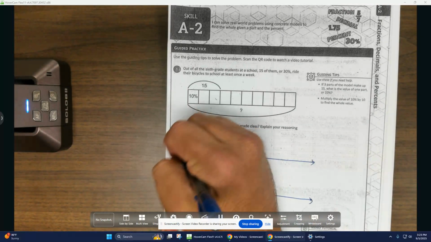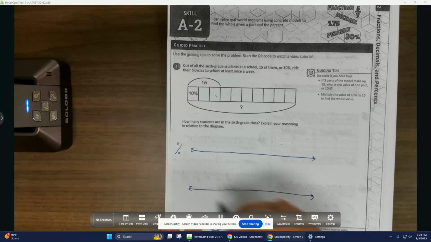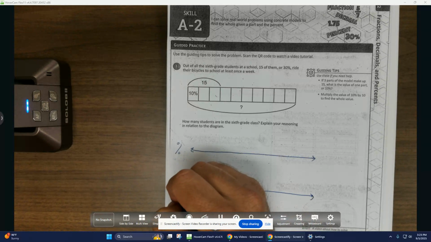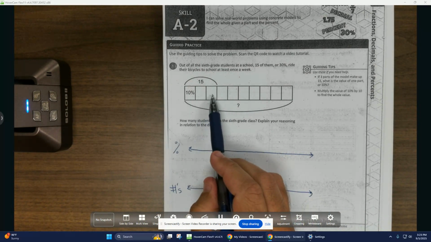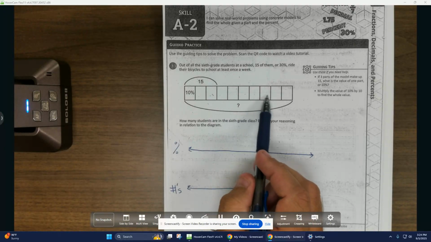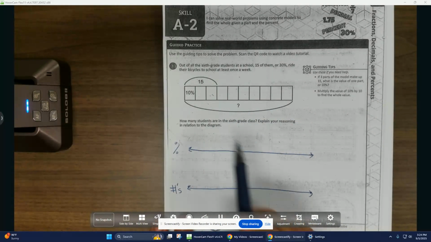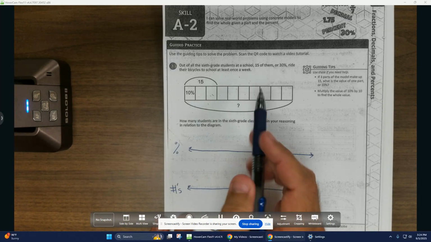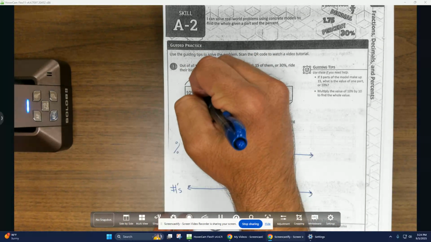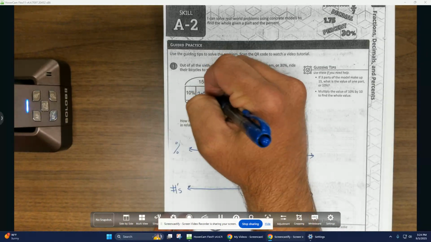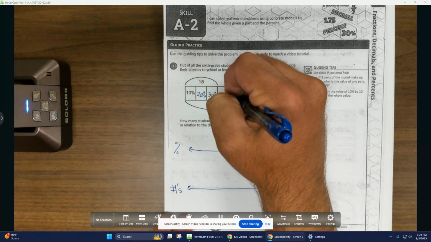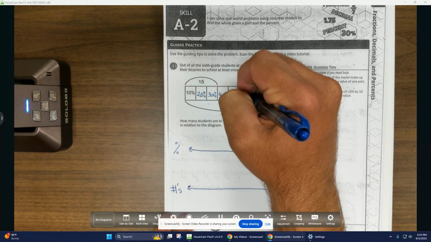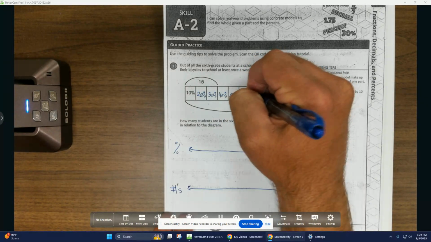So on top, I'm going to have my percents. On the bottom, I'll have my numbers. Now, if you look at the model, I have 1, 2, 3, 4, 5, 6, 7, 8, 9, 10 squares, which means I'm going up by 10% every single time. So this would be like 20%, 30%, 40%, 50%, and so forth.